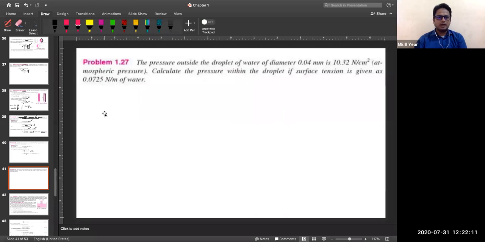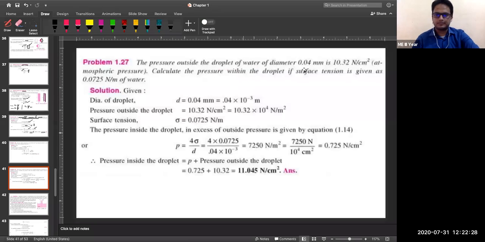Yes, now I'm getting the answers. Two students have sent me the answer. 309 and 352. Very good. This 352 has given the previous answer. 309 has given me the answer. Now let's see the solution.